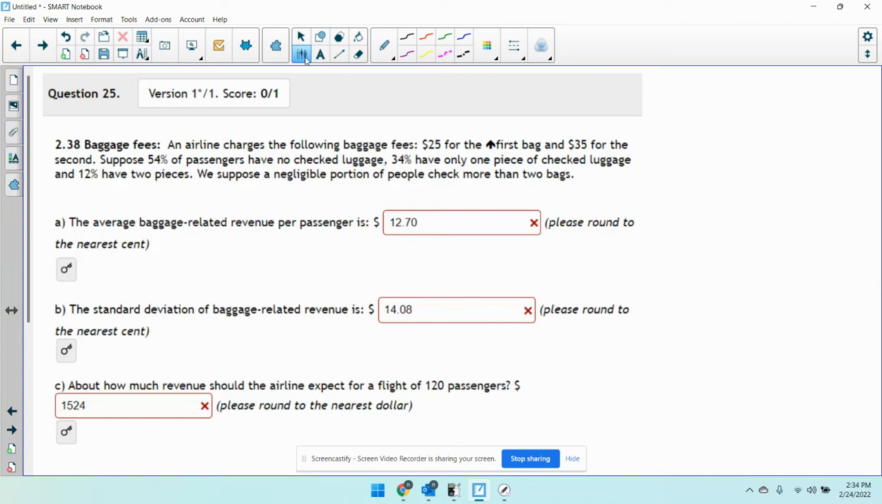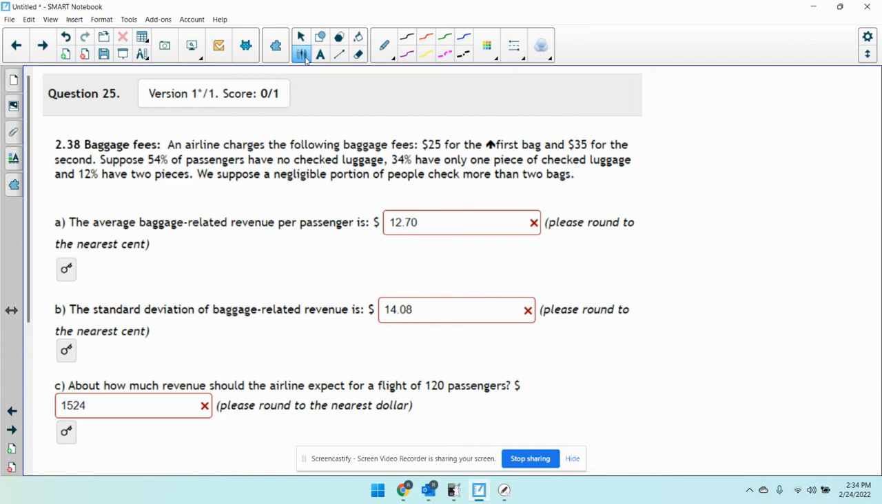Right. So an airline charges the following baggage fees: $25 for the first bag, $35 for the second, and suppose 54% of passengers have no checked luggage, 34% have only one piece of checked luggage, and 12% have two pieces. We suppose a negligible portion of people check more than two bags. The average baggage related revenue per passenger is... So we're looking for basically the expected value.